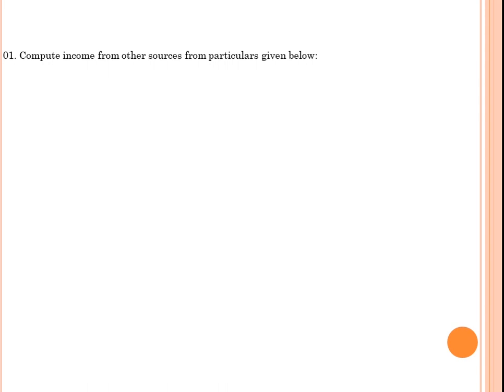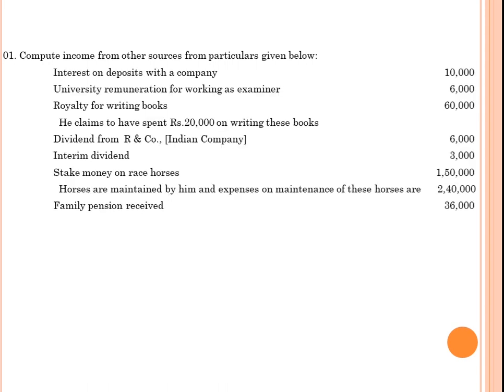Problem number 1: Compute income from other sources from the particulars given below. Interest on deposits with a company 10,000, university remuneration for working as examiner 6,000, royalty for writing books 60,000. He claims to have spent rupees 20,000 on writing these books. A dividend from an Indian company 6,000, interim dividend 3,000, stake money on horse races 1,50,000. Horses are maintained by him and expenses on maintenance of these horses 2,40,000. Family pension received 36,000. With the help of this information, you have to compute income from other sources.